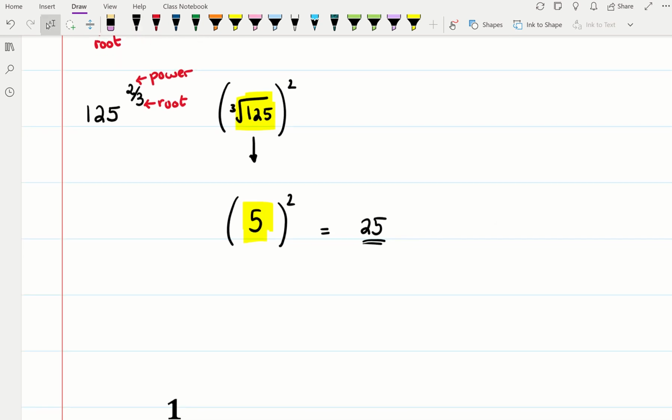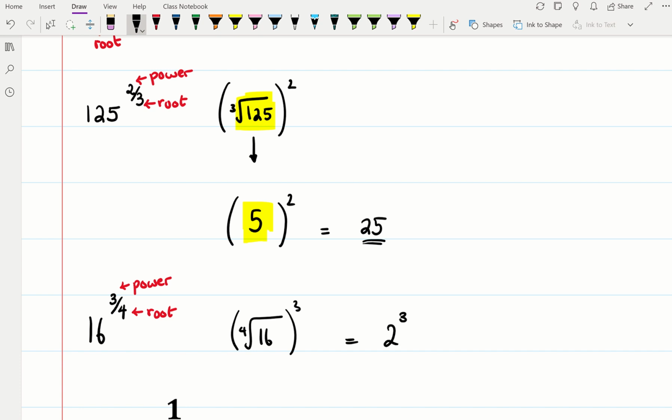And I might put one more: 16 to the power of 3 over 4. That means that's the root, that's the power. So this means the fourth root of 16, all cubed. Well, the fourth root of 16 is 2, and 2 cubed is 8. So that's your final answer.